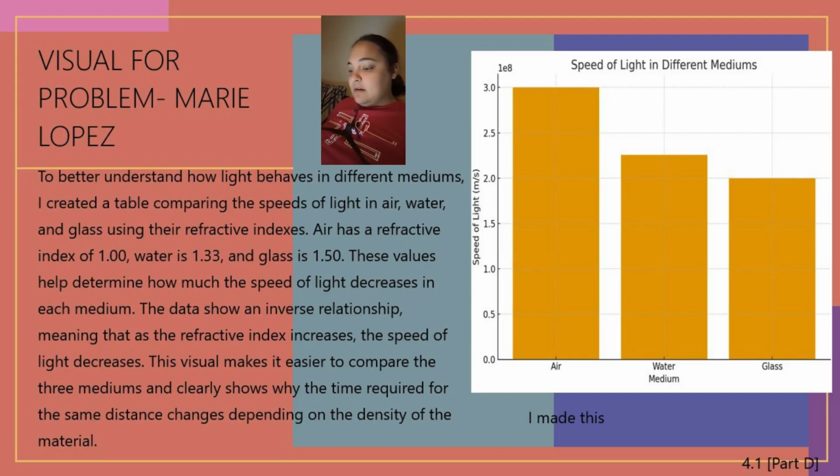These values help determine how much the speed of light decreases in each medium. The data shows an inverse relationship, meaning that as the refractive index increases, the speed of light decreases. This visual makes it easier to compare the three mediums and clearly show why the time required for the same distance changes depending on the density of the material.